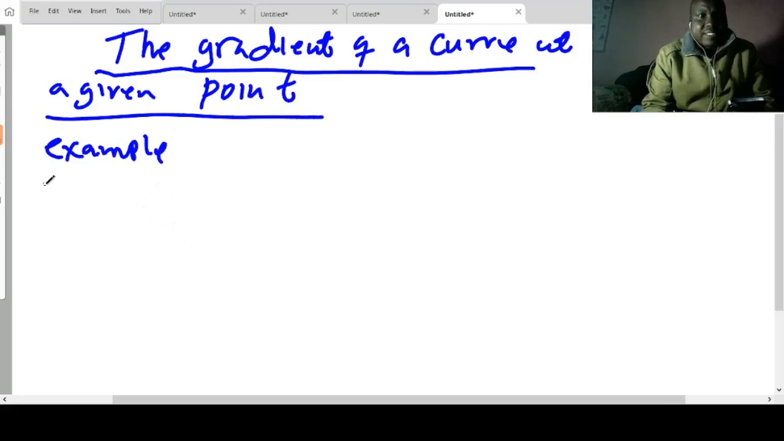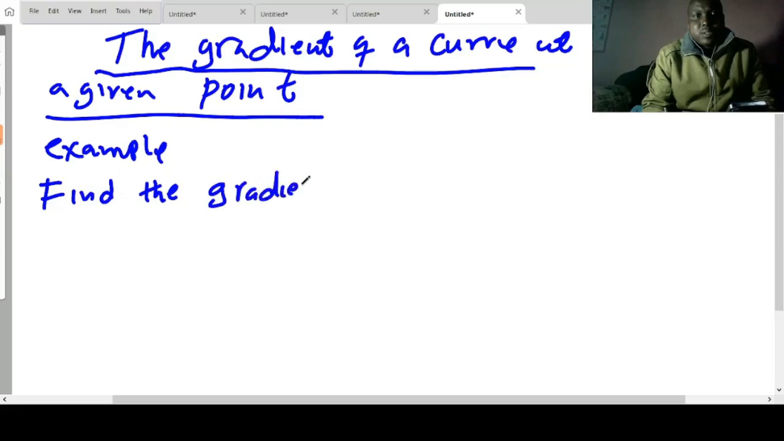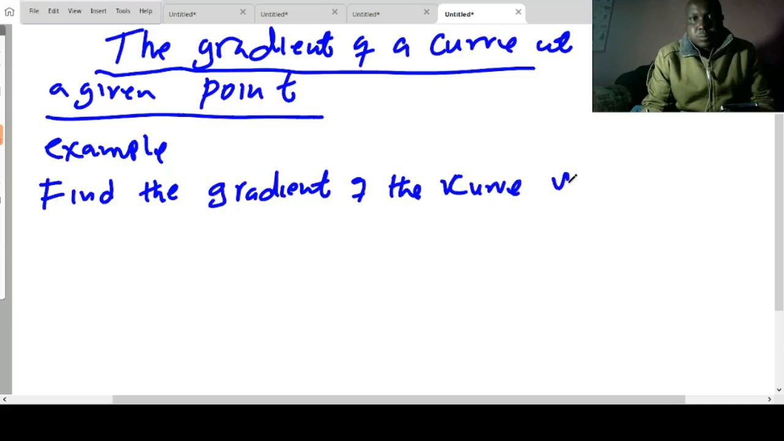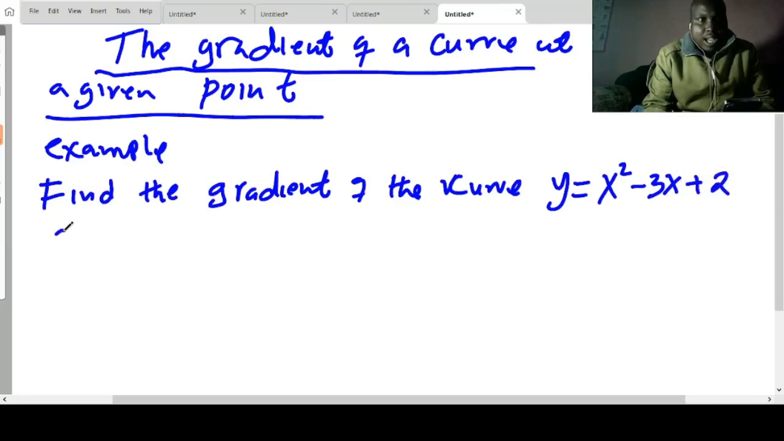Find the gradient of the curve y is equal to x squared minus 3x plus 2 at the point 2 comma negative 2.